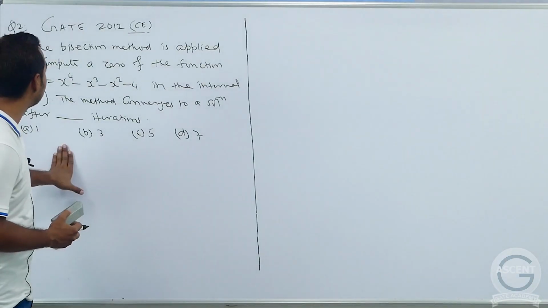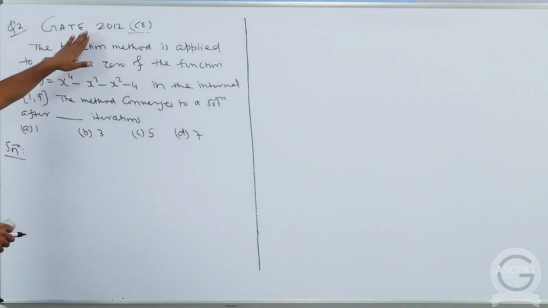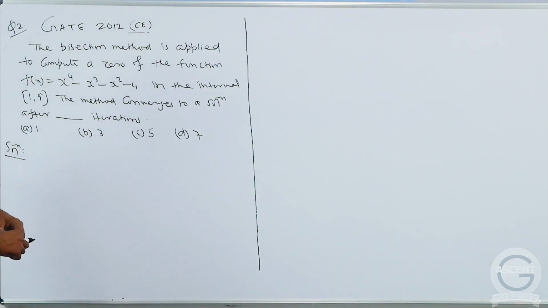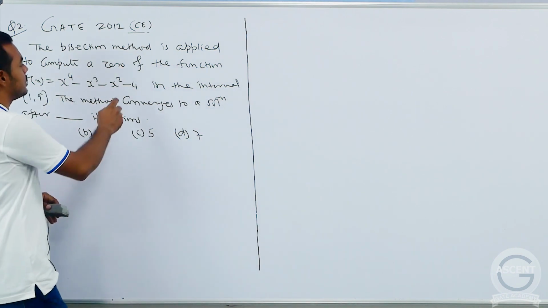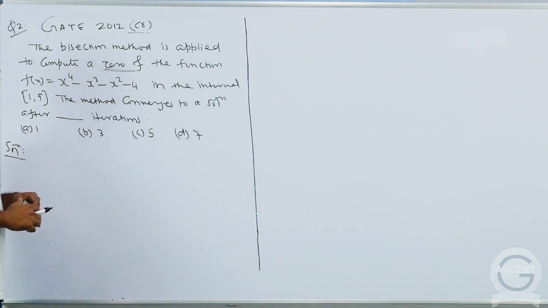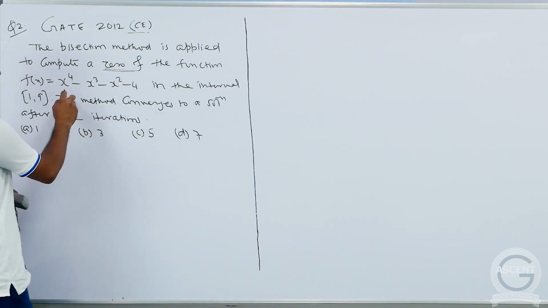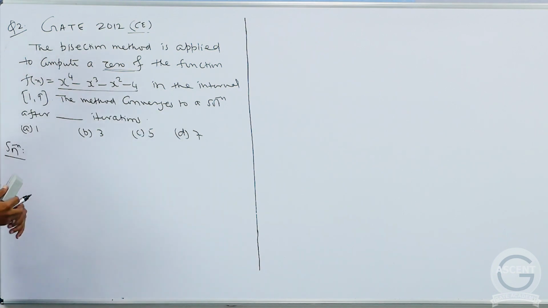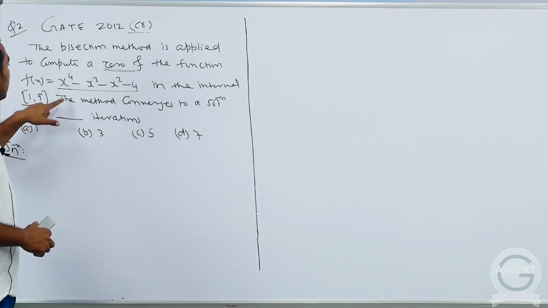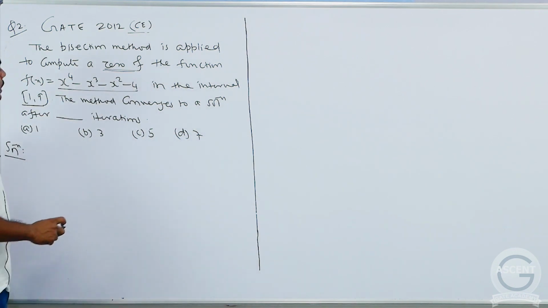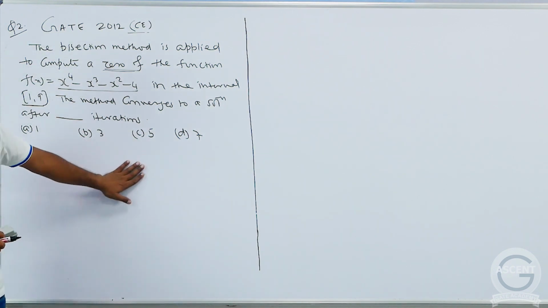Our next problem on the bisection method was asked in GATE 2012 in civil engineering. The question is: the bisection method is applied to compute a zero, or root, which is the same thing, of the function f(x) = x to the power 4 minus x cube minus x square minus 4 in the interval 1 to 9. This interval is given, this function is given. The question is, the method converges to a solution after how many iterations? The options given to us are 1, 3, 5 and 7.